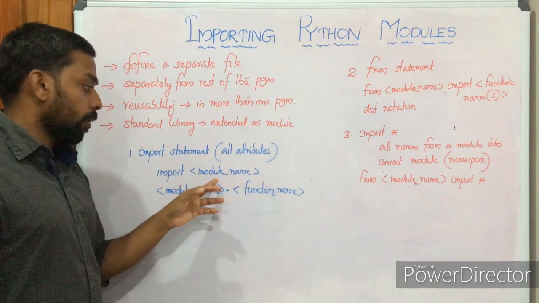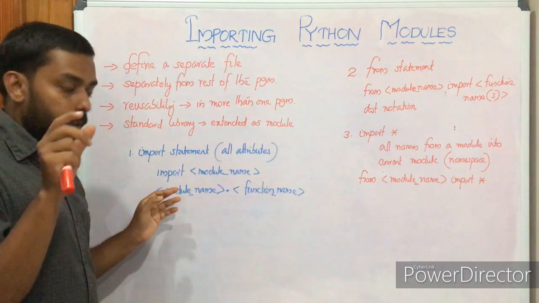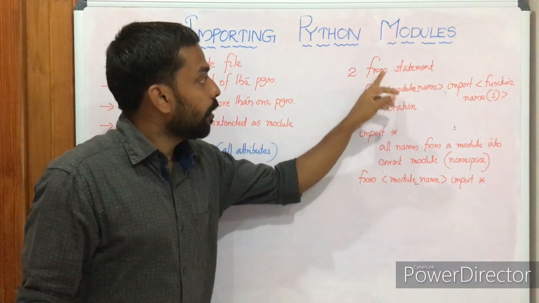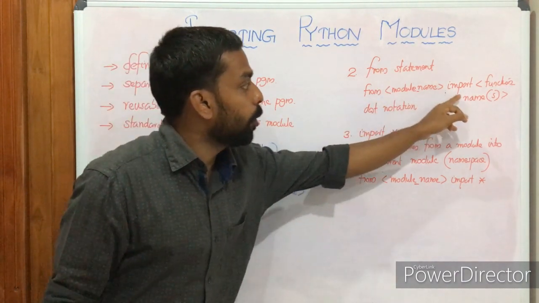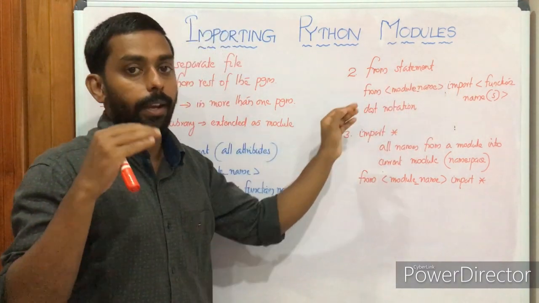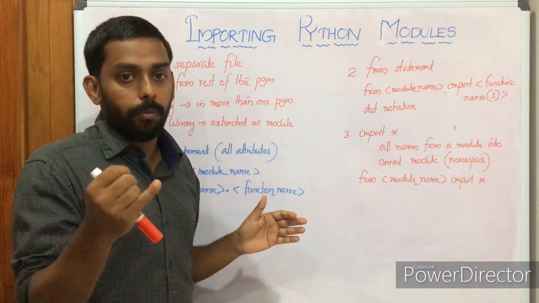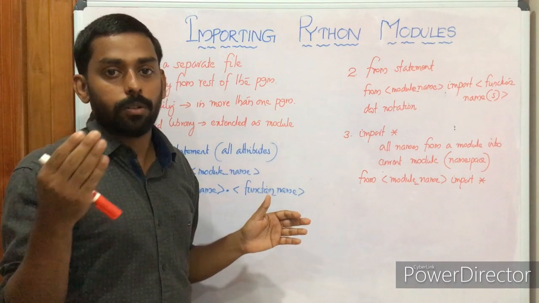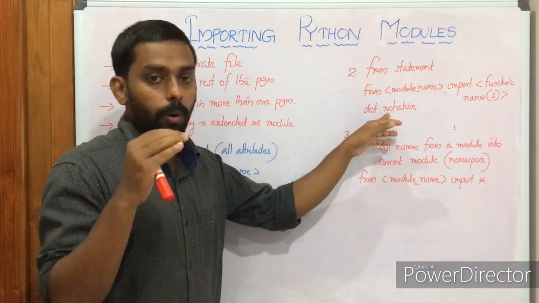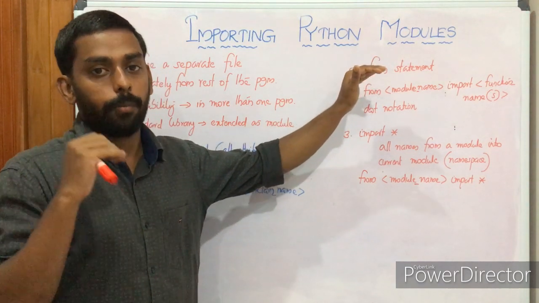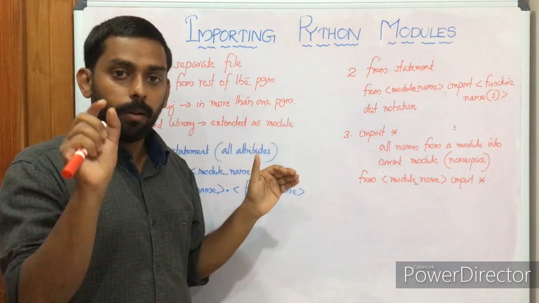Yeah, so import module name, that's the syntax of importing, and module name dot function, that is what dot notation is. And the from statement follows from module name import function name or names. We cannot access all the attributes. Attributes, in the sense, can be variables, constants, functions, etc. Using dot notation, we are accessing it, but using the from statement, we are not accessing all the attributes. We access only some of the functions.